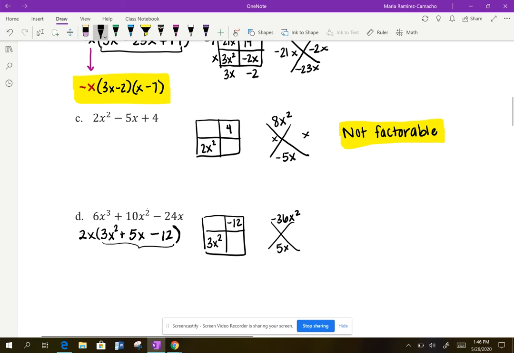5x goes here. What two numbers multiply to -36 and add to 5? That would be 9 and -4. Put those back into the rectangle. Find the length and the width. And my final answer, again, don't forget that common factor out in front, would be 2x times 3x minus 4 times x plus 3. And that's it.